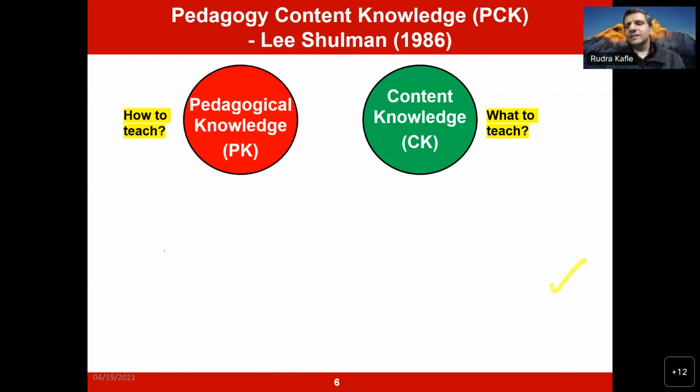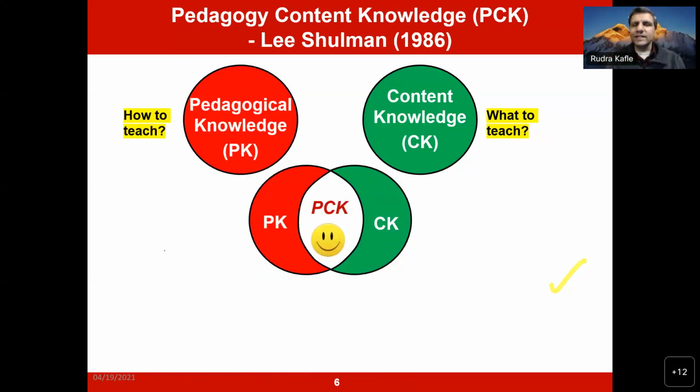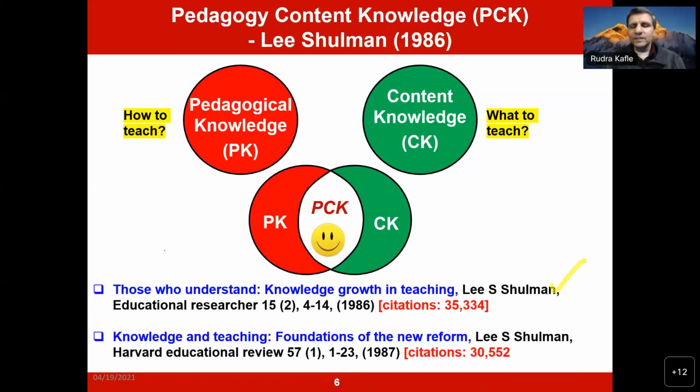On the other hand, even if I know Newton's laws of motion, if I don't have the skill to deliver properly, how to teach, then the class will not be effective. The learning will not be effective. So pedagogical knowledge is how to teach. This is what Lee Shulman tells in his very famous paper, Those Who Understand: Knowledge Growth in Teaching. It is a famous paper of 1986 and has more than 35,000 citations as of this morning.